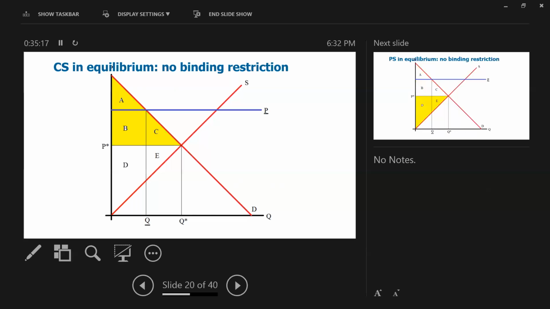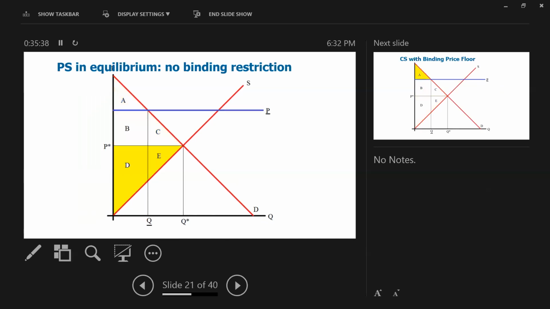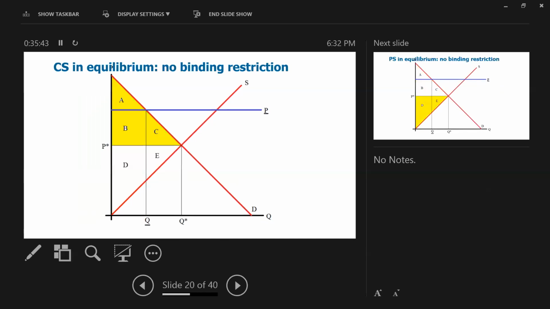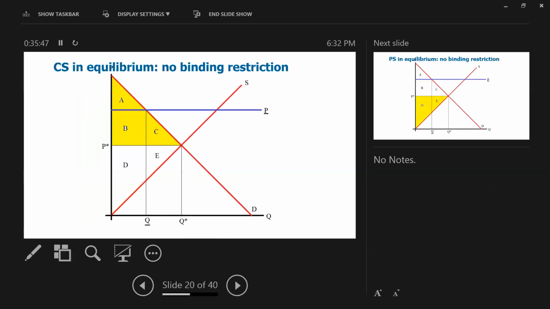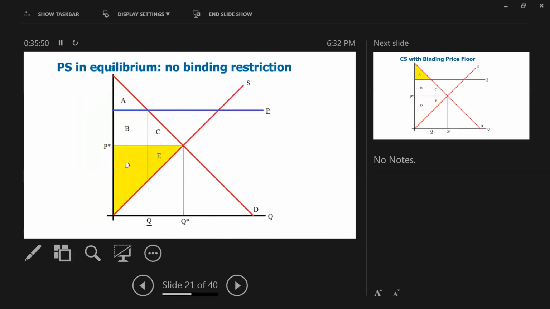So note that if there is no binding restriction, we're going to just go ahead and ignore that blue price floor. The market reaches equilibrium, and in equilibrium, the consumer surplus here is ABC. Similarly, in the market equilibrium, the producer surplus is that bottom triangle that we identified before, which is D and E. So consumer surplus in equilibrium, producer surplus in equilibrium, we're capturing the maximized economic pie here.